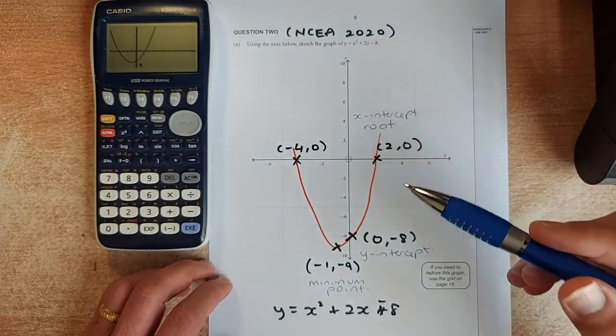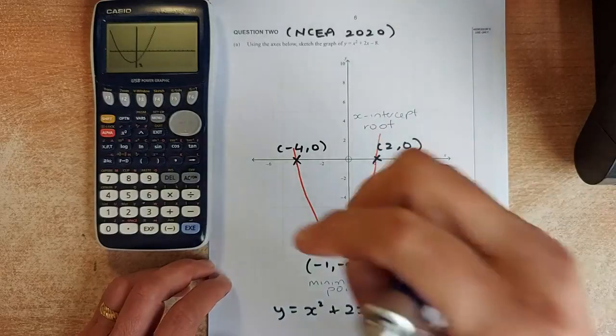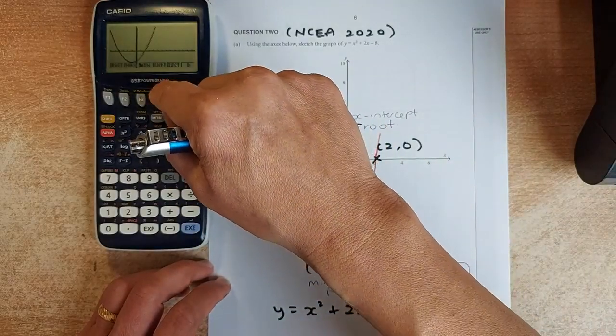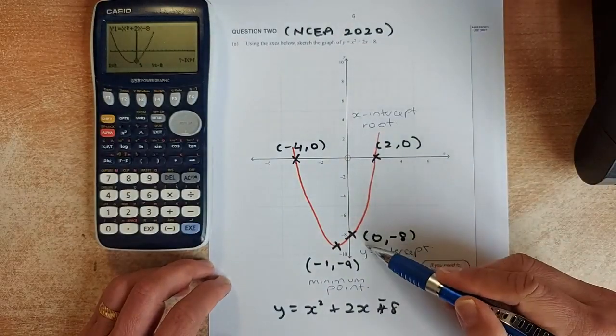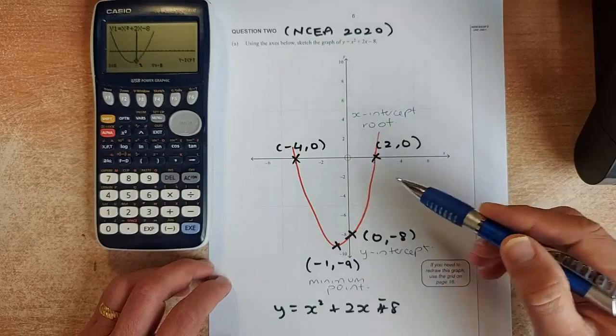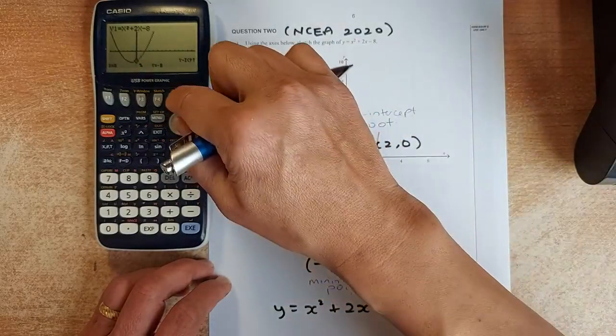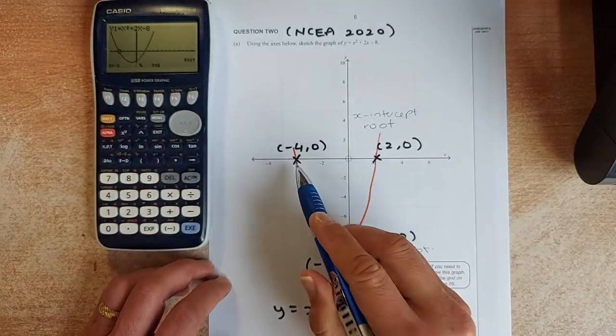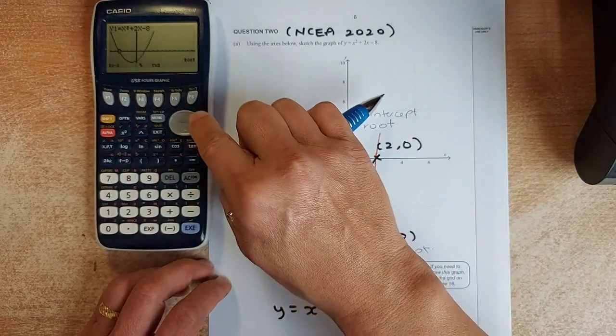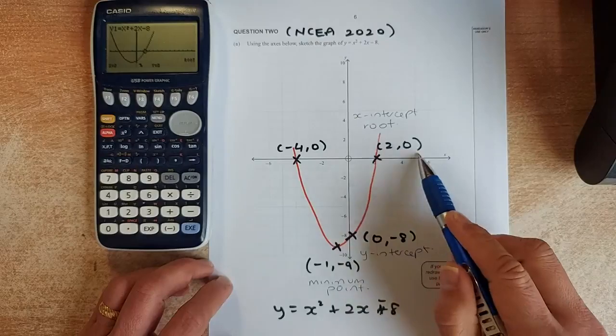So again, to find the y-intercept, just press F4, and the y-intercept is 0, -8. That's the y-intercept, where the graph cuts the y-axis. To find the x-intercept or the root, go to G-Solve F1 for the root, -4, 0, and for the second root, just press that button there, it's going to be 2, 0.